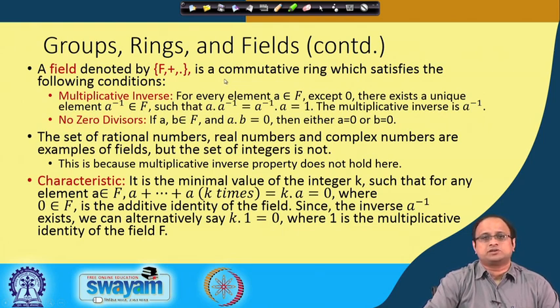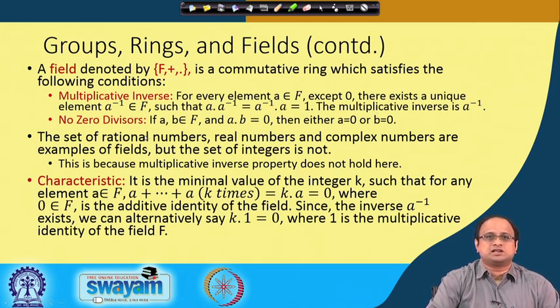It of course satisfies the properties of a commutative ring, as we have seen in the previous slide, but we extend it with some more conditions. For example, in the last definition, we did not say that every element must have a multiplicative inverse. So now we bring in that notion, where for all non-zero elements A of F, there exists a unique element A inverse such that A into A inverse is equal to A inverse into A is equal to the multiplicative identity, or 1. The multiplicative inverse is denoted as A to the power of minus 1.